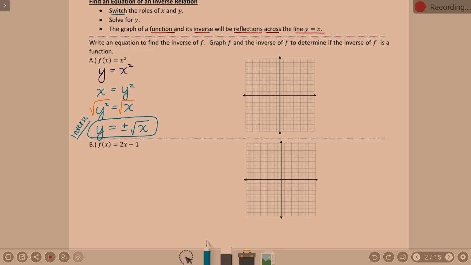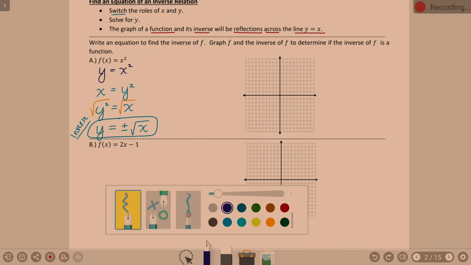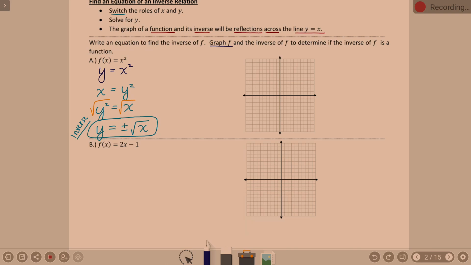Now, it asks us to graph, yes? Okay. And it asks us to graph F and the inverse of F. So, let's start by graphing F. What do you know about y equals x squared?